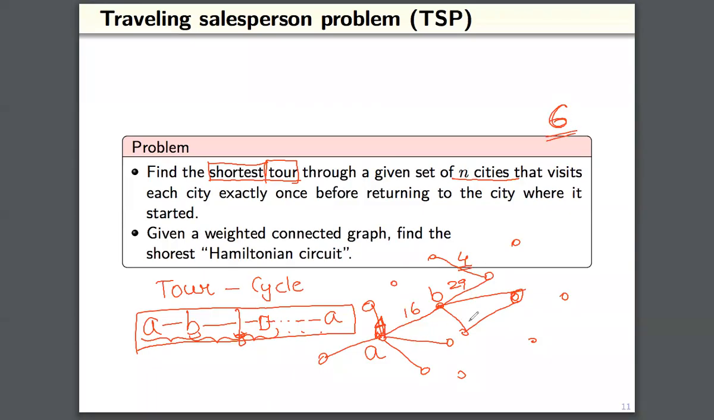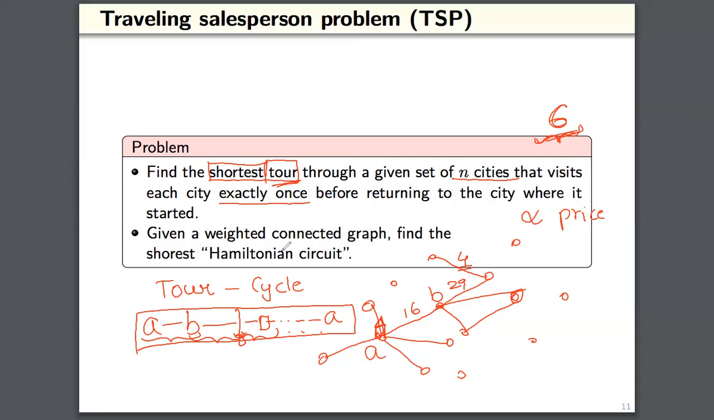So based on the distance, we will assume that the distance between two cities is directly proportional to the price, right? Or cost of the flight tickets. Cost of the flight tickets. So what do you want? You want to minimize your travel cost, right? So you want to find a tour through these 6 cities that visits each and every city exactly once. You don't want to revisit a city multiple times. And you want to make sure that you're covering all these 6 cities before returning to the city where you started, right? You want to return to home. So that's your TSP problem.